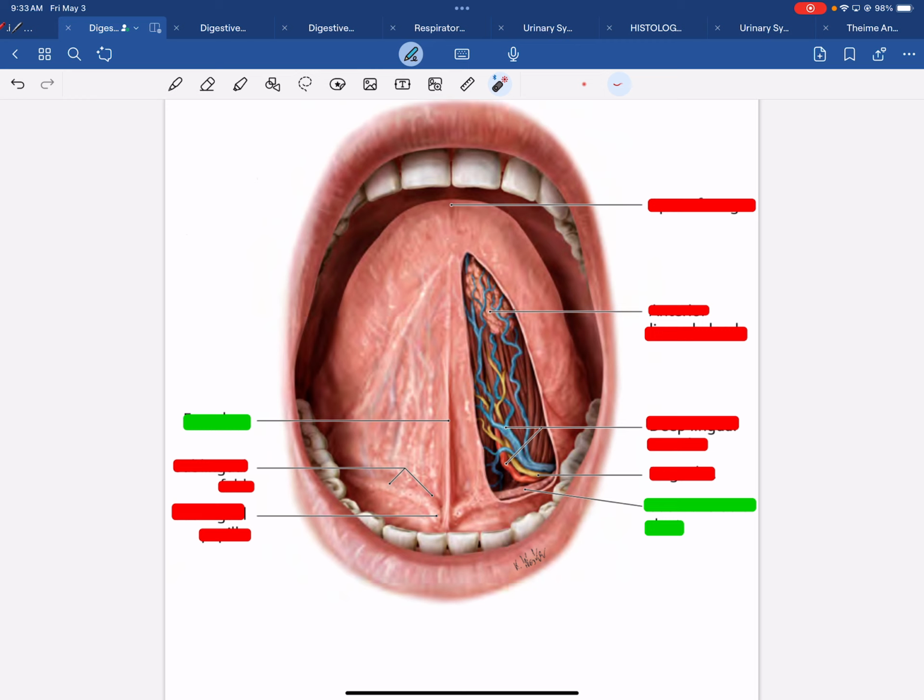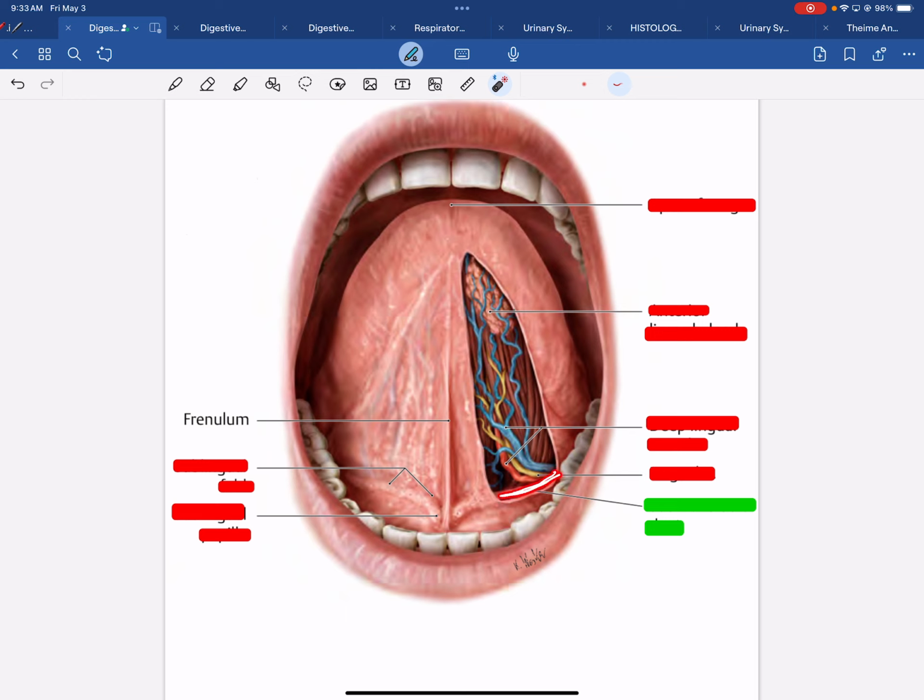This is also oral cavity. What is this again? Good, the lingual frenulum. Good. What about this one? You know what? I'm sorry, we don't learn about that gland. Ignore that. Yep, it's red.